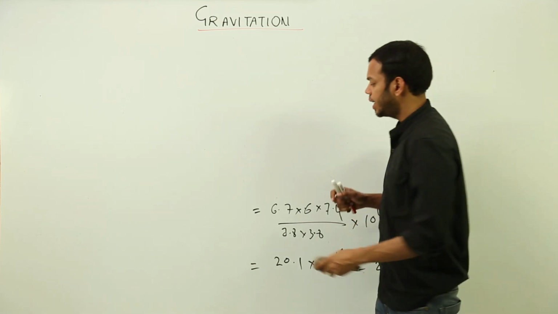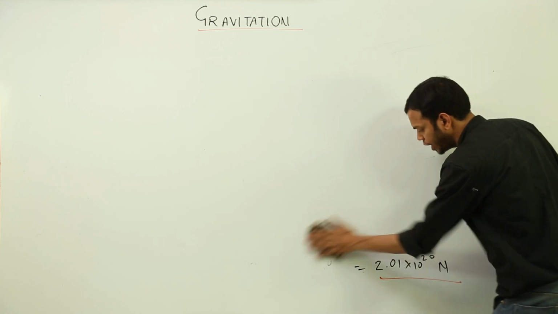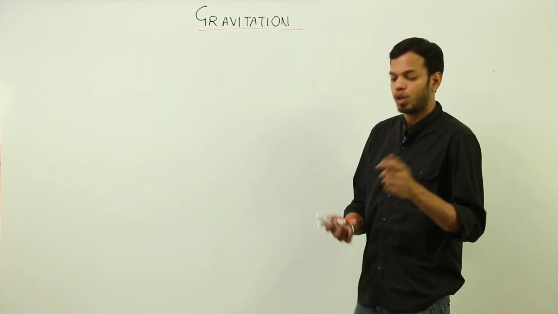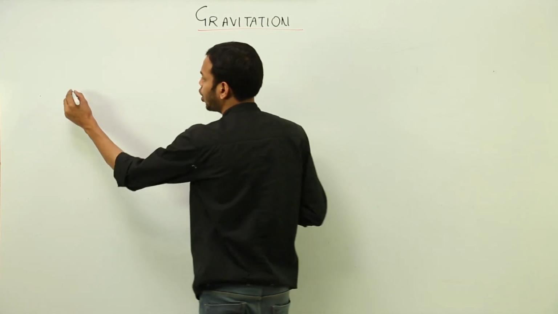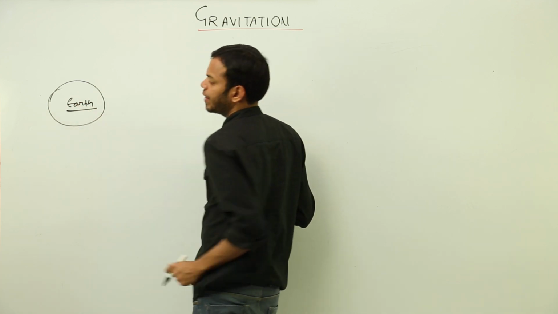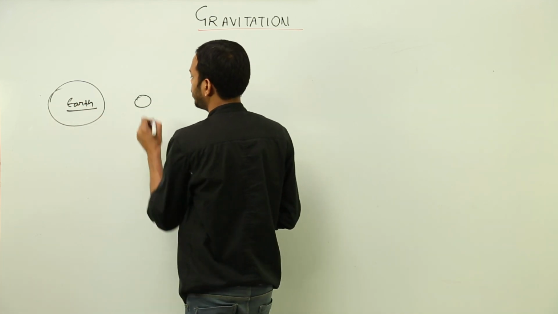Is that simple? So what was gravitation? It is the force of attraction between any two bodies in this universe. And what is gravity? Gravity is the force of attraction between any other body and Earth. So gravity is when one of the bodies is Earth and the second one is any other body.